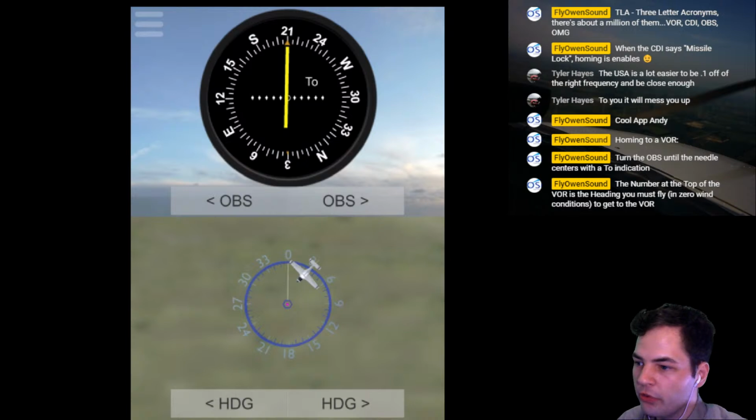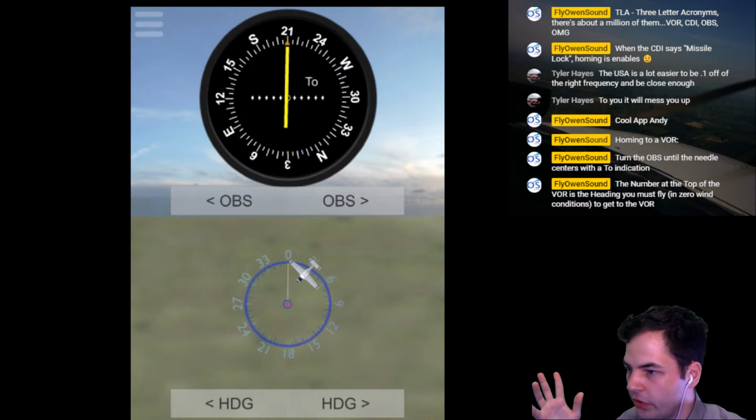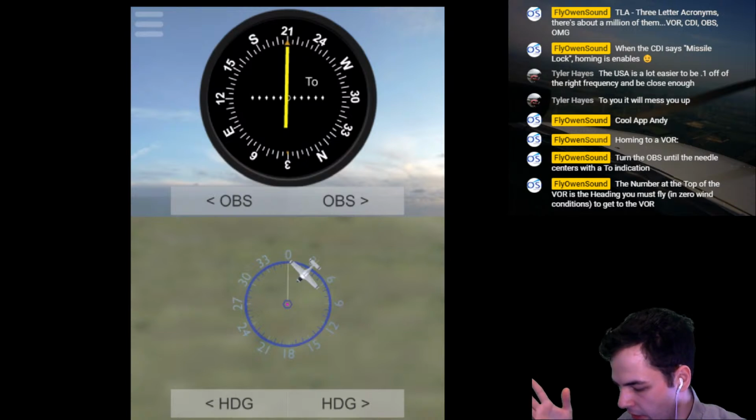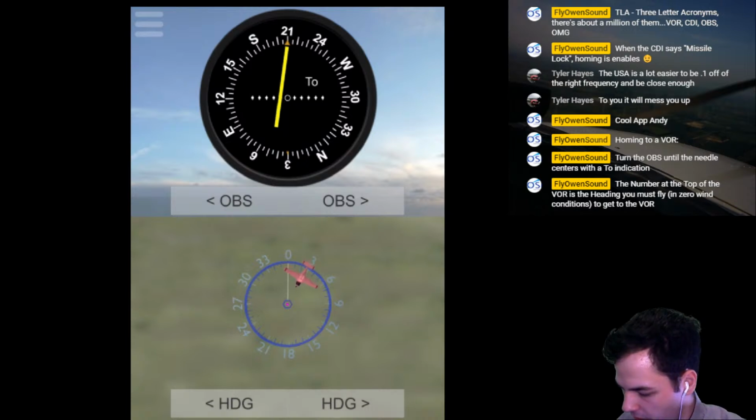We basically just run the procedure again, right? So we turn it until needle center with a TO indication, and it is now. Fly heading 210, it says. So we'll turn the airplane a little more left to 210, keep on flying.